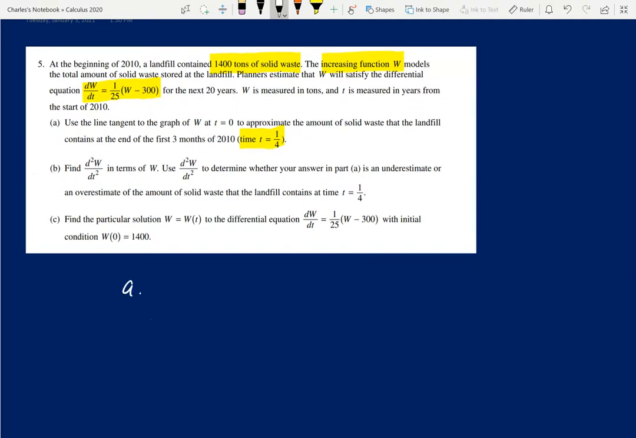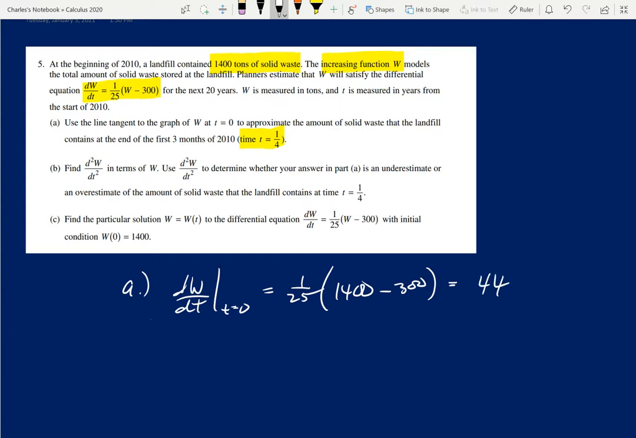So for part A, we want to find out what dW/dt is at time 0. And what we're going to do for that is plug in what we know W is at time 0, which is 1,400. 1,400 minus 300 is 1,100, 1/25 of 1,100, which is 44.